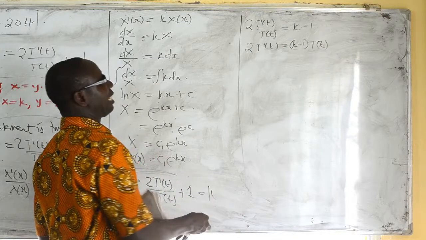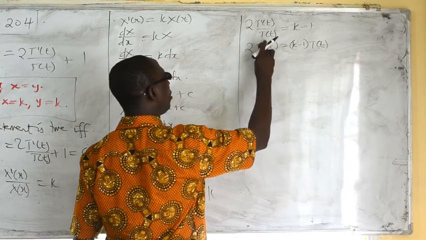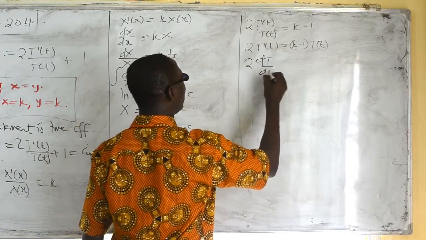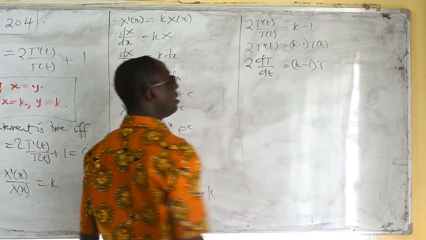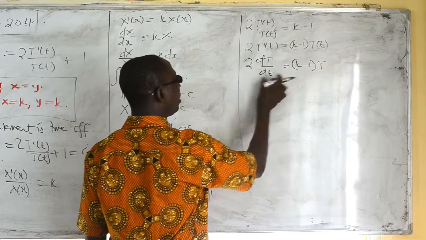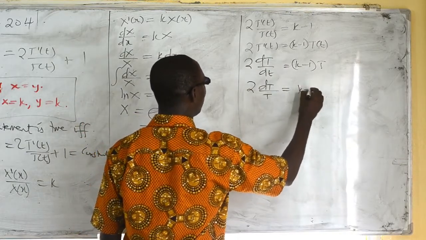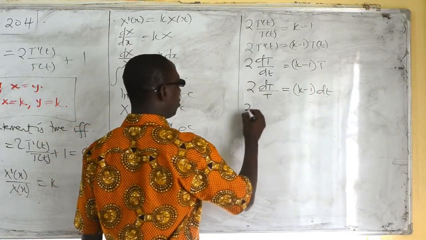Remember we learned the shortcut for this. This one is the derivative of capital T over the derivative of small t, that is 2 dT over dt. k minus 1 is here. The short form for this is capital T. We can group like terms: this T will join this, and this dt goes here. So 2 dT over T is equal to (k minus 1) dt. Like terms have been grouped. Integrate.